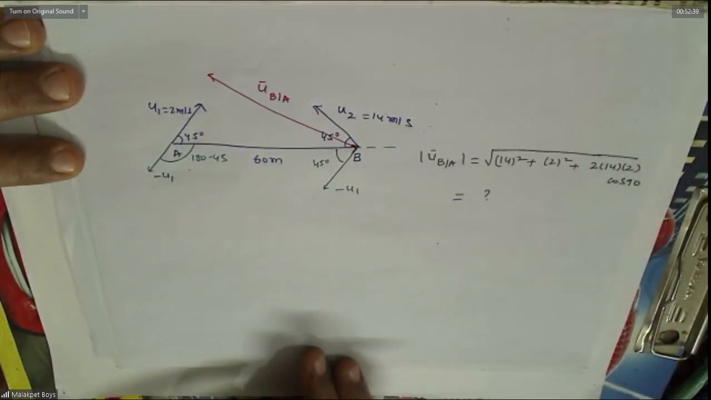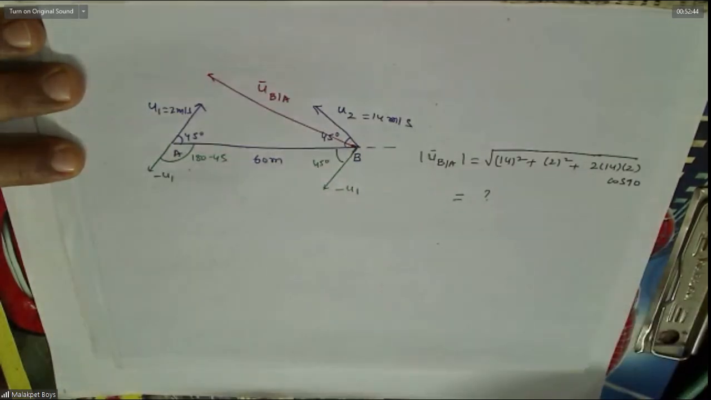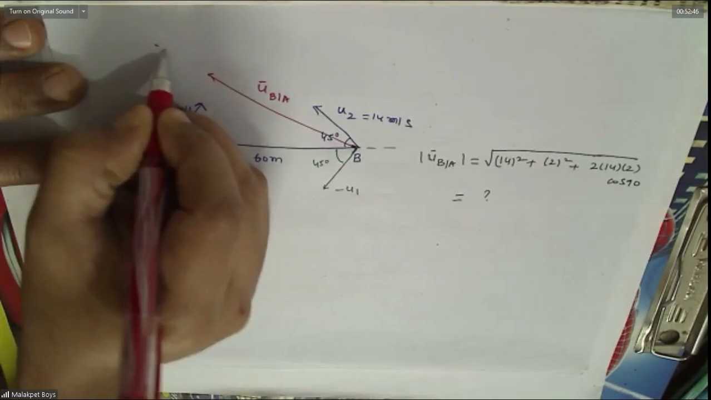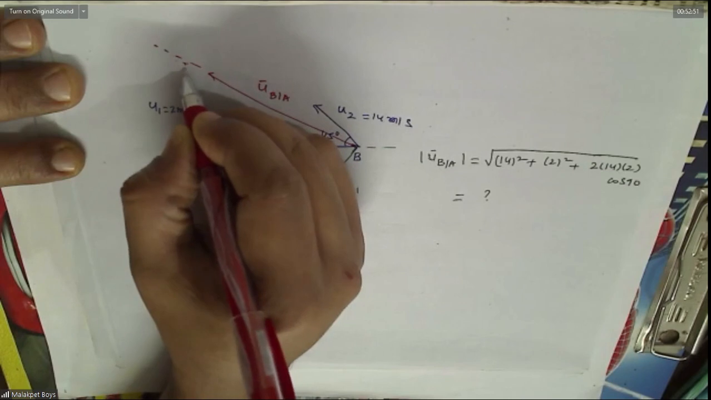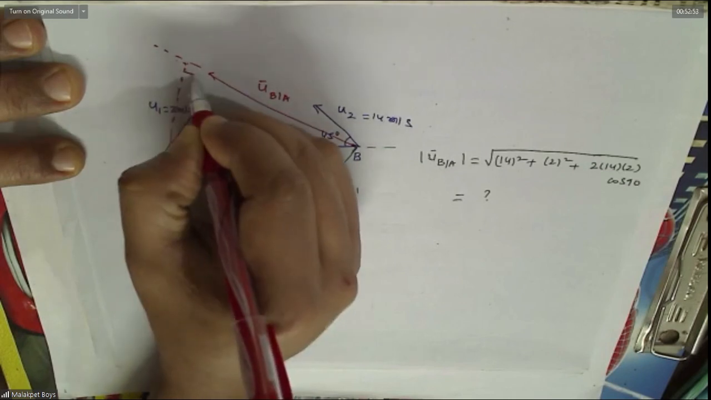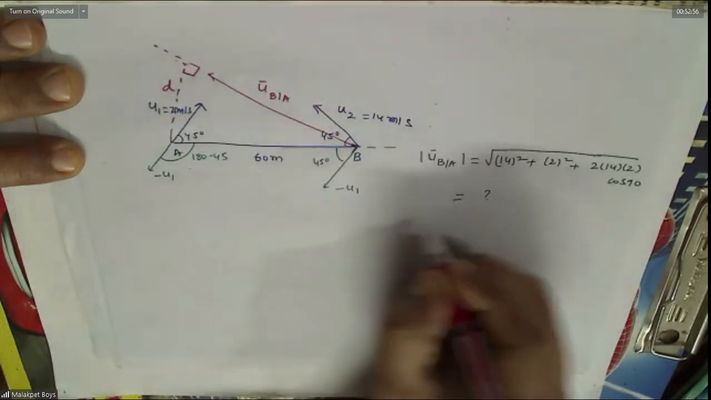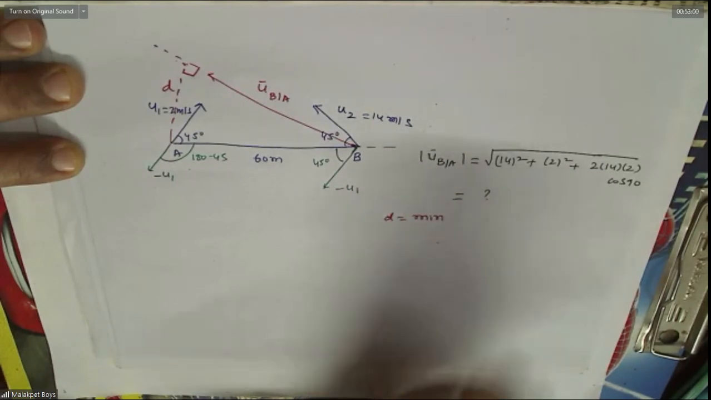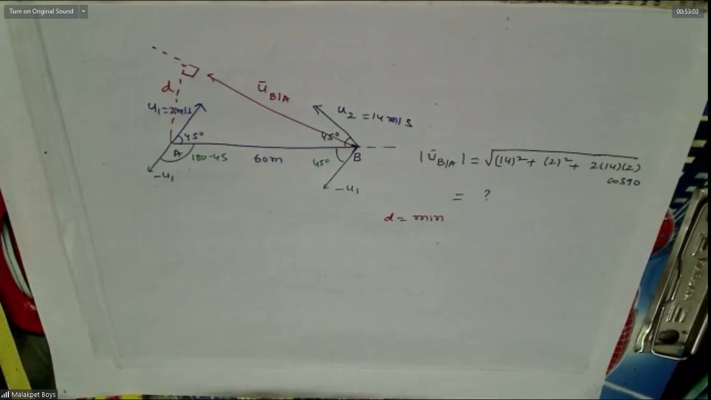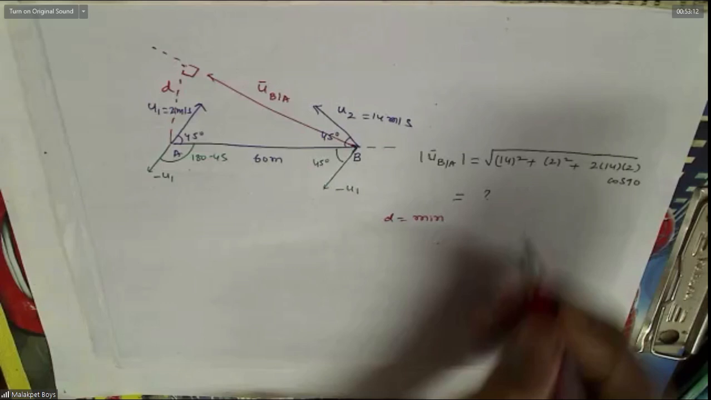Understood? So we want the minimum distance. What we should do? Drop one perpendicular. You just have to drop one perpendicular somewhere, anywhere it may be. This is the minimum distance now. Do you agree with this? Follow this or not? Find out this value, you will get this.